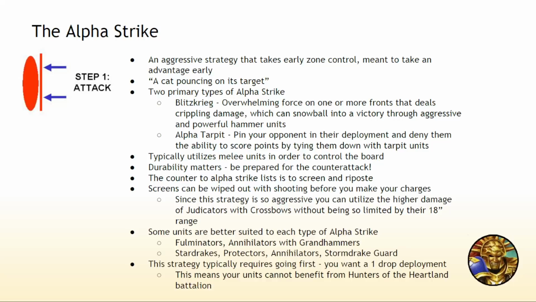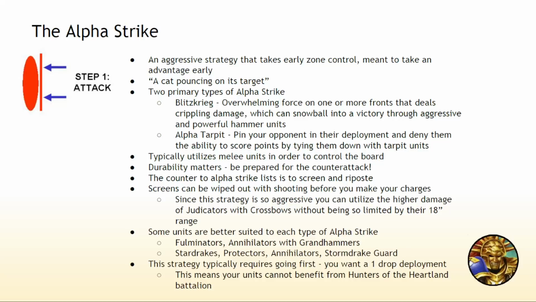The simplest counter to an Alpha Strike is to screen and riposte, like we were showing earlier in this video. Screens can be wiped out with shooting, though, before you make a charge. So the Stormcast really excel at this because we have such good long-range shooting options that we can reliably take out screens and then get in there with our melee units into the gooey center of the enemy army, because they want to castle up, they want to be defensive, and we just shoot down their screens and then charge in anyway.